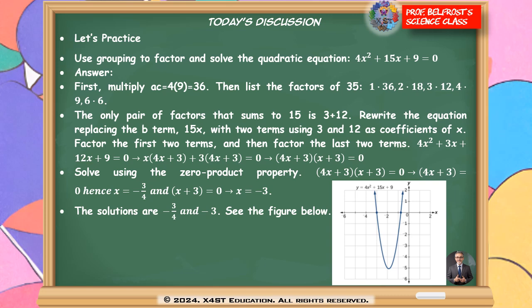Then we do grouping like shown in the slide, and we've created the proper factors, which are (4x plus 3)(x plus 3) equals 0. So for 4x plus 3, the solution is minus 3 fourths, and for x plus 3 the solution is minus 3. And here's the graph showing the plot of this quadratic equation.